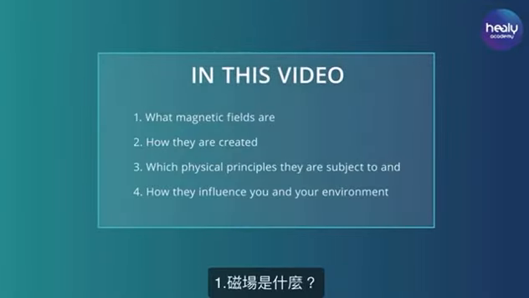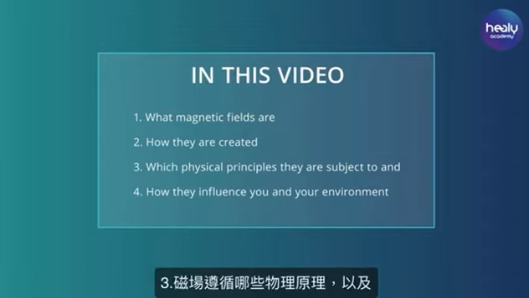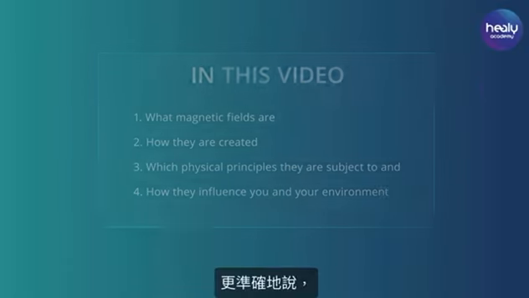1. What magnetic fields are, 2. How they are created, 3. Which physical principles they are subject to, and 4. How they influence you and your environment. We will start with some scientific principles, more precisely with the structure of electromagnetic fields.